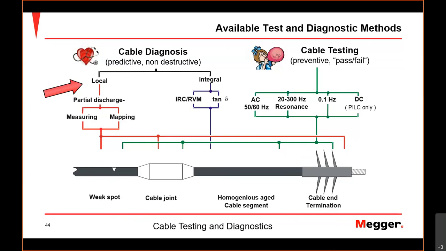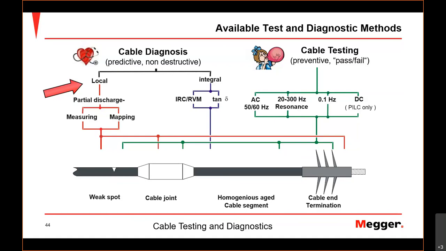So for plastic AC cables, we're using 0.1 hertz VLF, very low frequency. That's nowadays, I would say, the typically applied test voltage for cables. There's the resonance test that applies more for higher voltage cables, but takes a lot of big truck-size instruments. And there's the AC 50 or 60 hertz test. That would be a very nice test if we could do that.